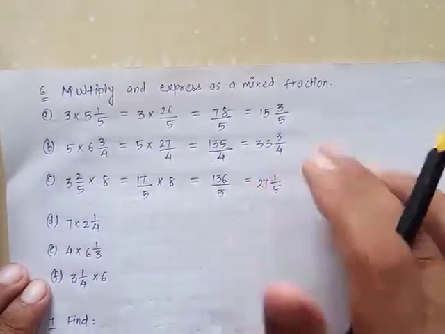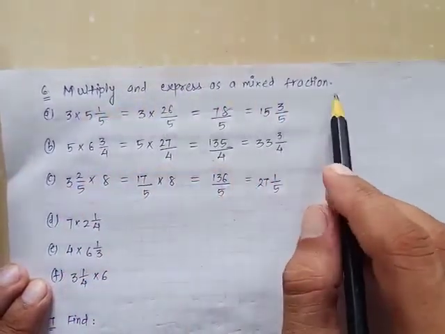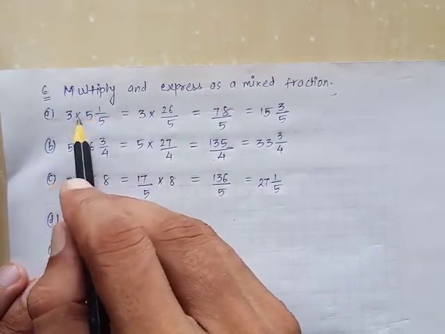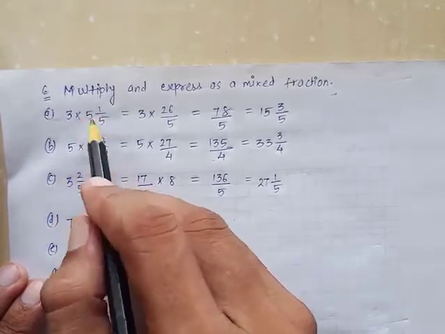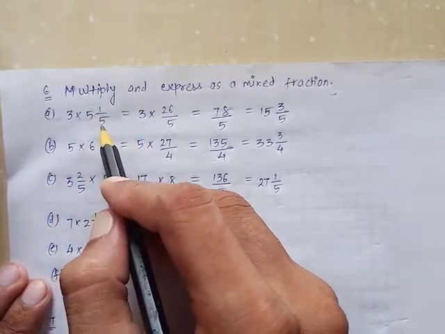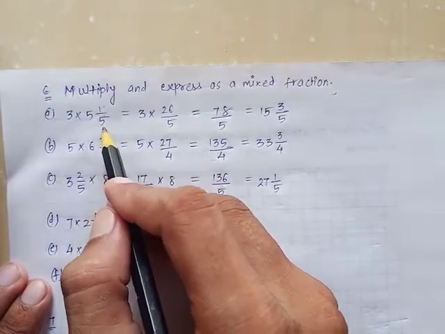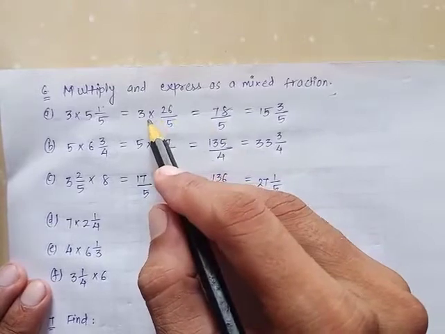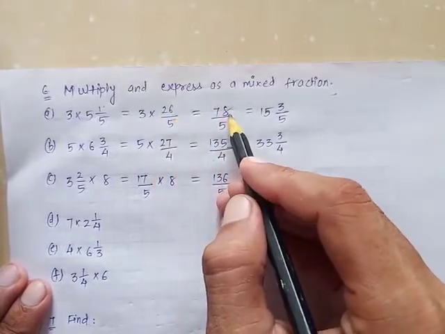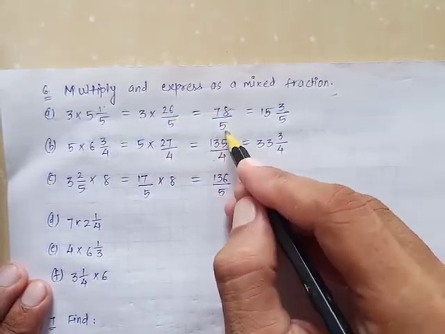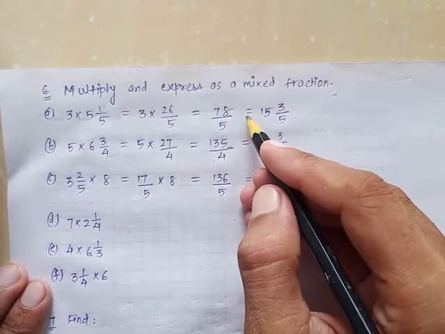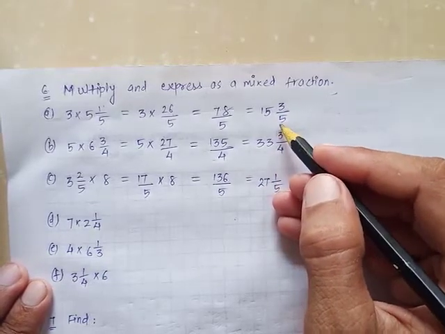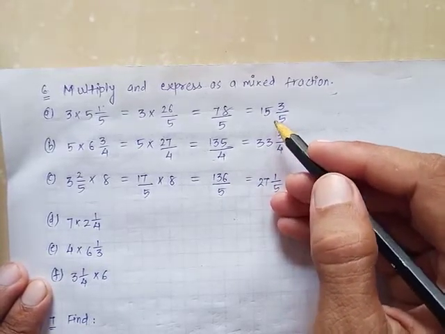Next, multiply and express as a mixed fraction. So this is first 3 into 5 integer 1 over 5. Convert it into simple fraction. 5 5s are 25 and 1, 26. 26 upon 5. That becomes 3 into 26 upon 5. Multiply 3 into 26. It becomes 78 upon 5. So convert it into mixed fraction: 15 integer 3 upon 5. It is just like the question number 3.